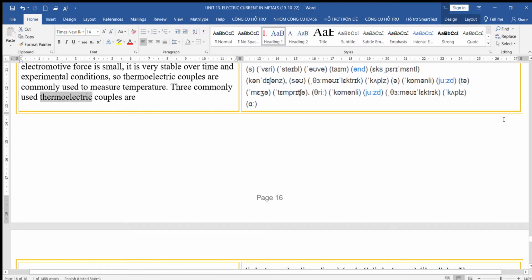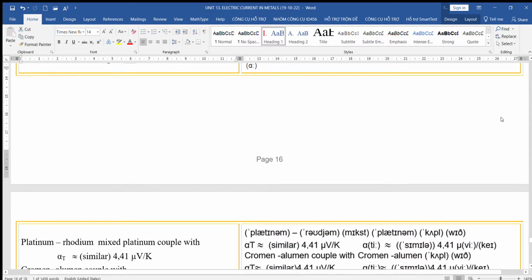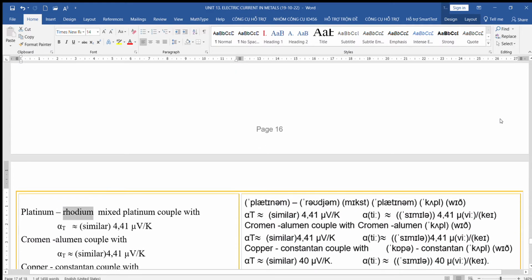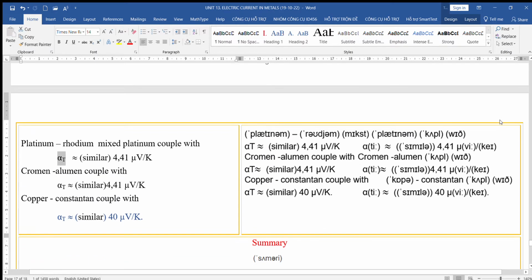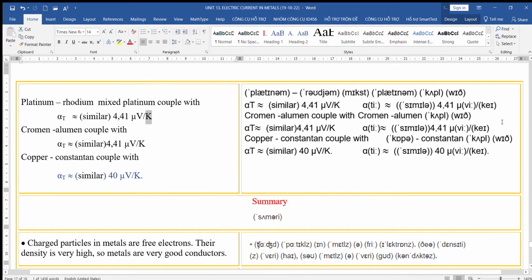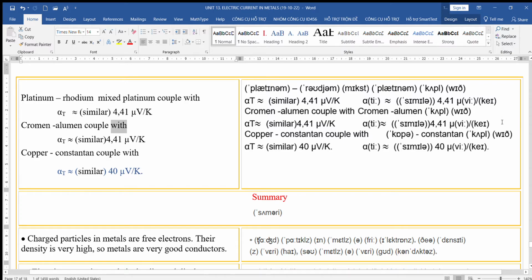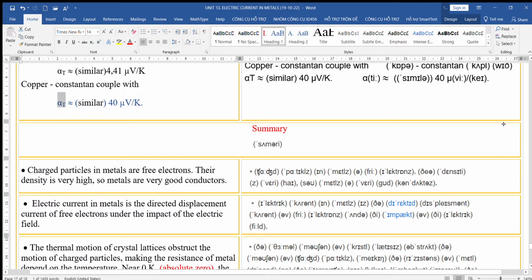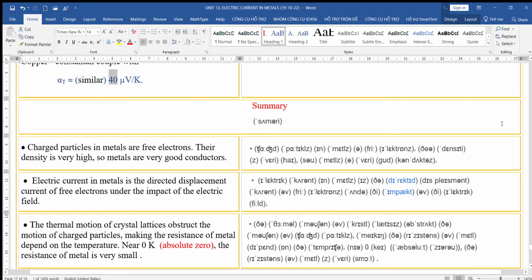Three commonly used thermoelectric couples are: the platinum, rhodium-platinum couple with alpha T approximately 4.41 microvolts per kelvin; the chromel-alumel couple with alpha T approximately 41 microvolts per kelvin; and the copper-constantan couple with alpha T approximately 40 microvolts per kelvin. Summary.